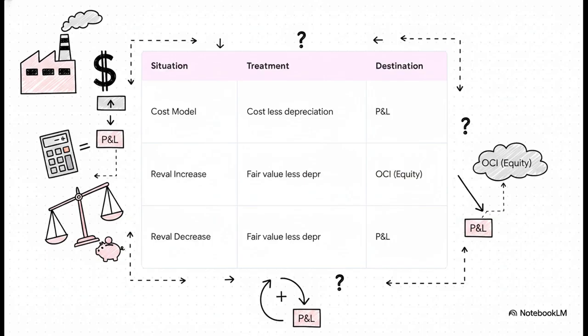If the cost model applies, it's straightforward: carry at cost minus depreciation. Where does it go? The asset drops on your balance sheet and the depreciation hits your P&L. Simple. But if the revaluation model applies, it gets a bit nuanced.